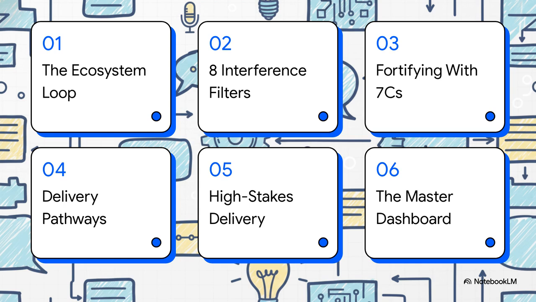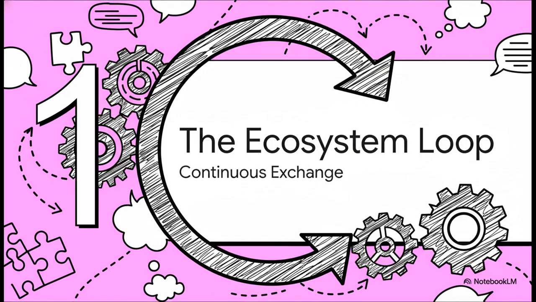1. The communication ecosystem loop. 2. The 8 interference filters. 3. Fortifying with the 7 Cs. 4. Selecting your delivery pathway. 5. Mastering high-stakes delivery. And finally, 6. The master communicator dashboard. So let's jump right into section 1, the communication ecosystem loop.